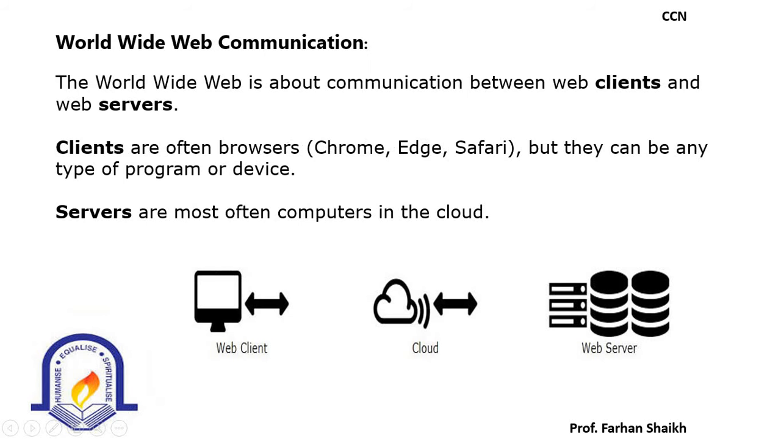In the next slide the diagram is given. In this slide you can see the web client on the very left hand side, which is nothing but a personal computer, and the web server, where various systems or routers, a server room, are present. In between is the cloud, where we can store data. The server's data can be stored in the cloud. So the World Wide Web is about communication between web clients and web servers.